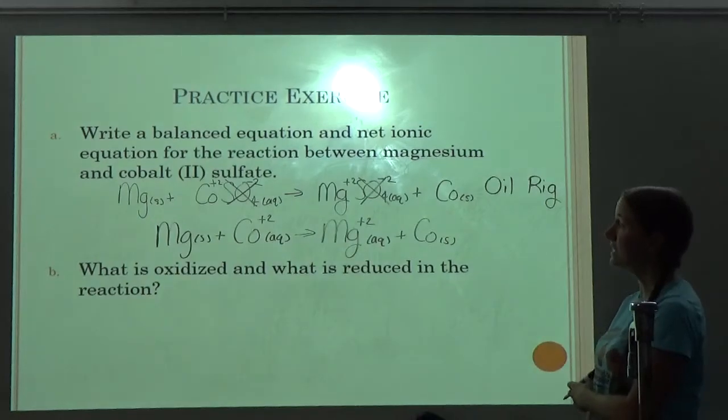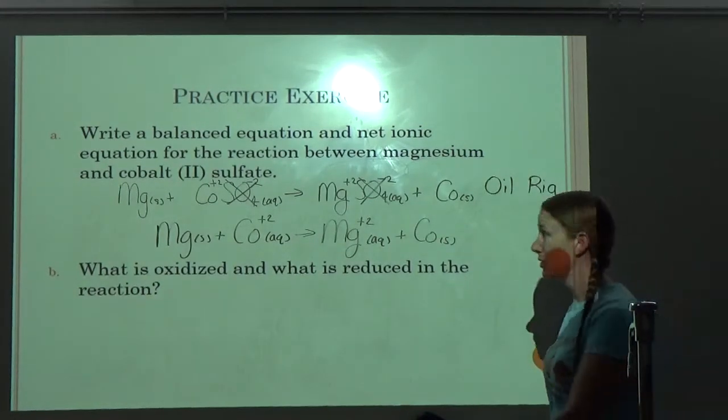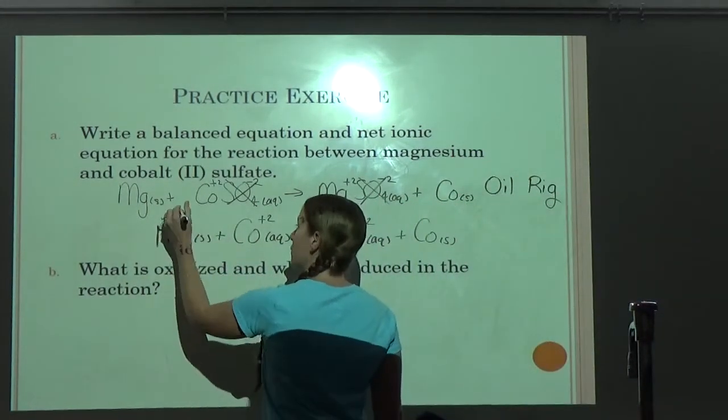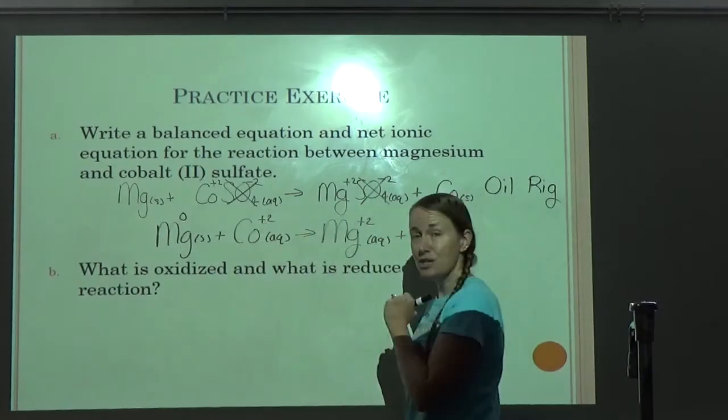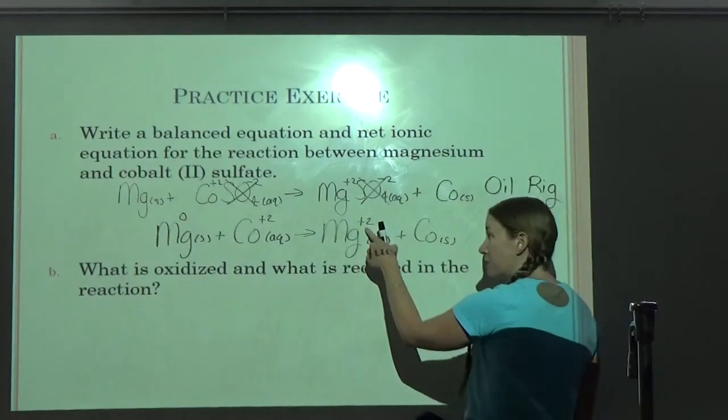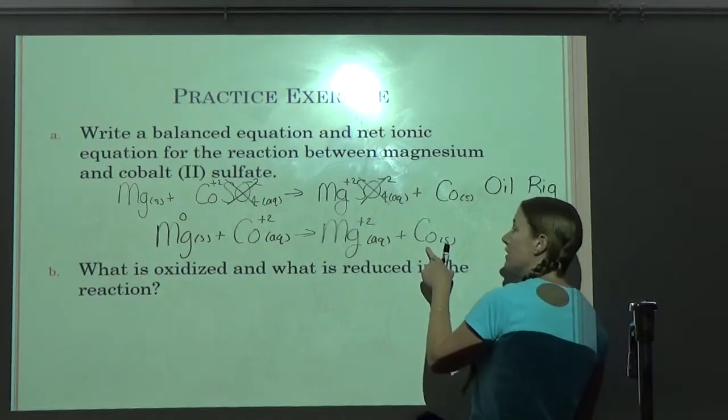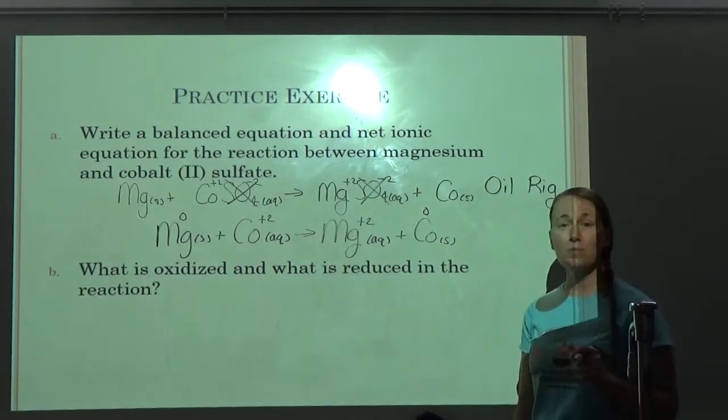Then it says, what's oxidized and reduced? Well, this one should have been super easy for you. Here is magnesium in its elemental form, so it's a 0. This one has the charge for you, it's +2. This one has the charge for you, it's +2. This one has cobalt in its elemental form, so it's 0.